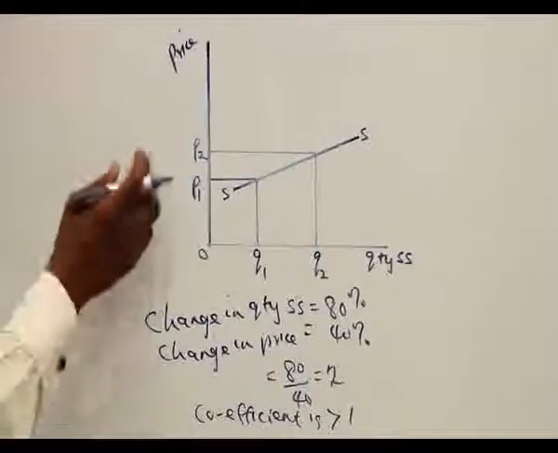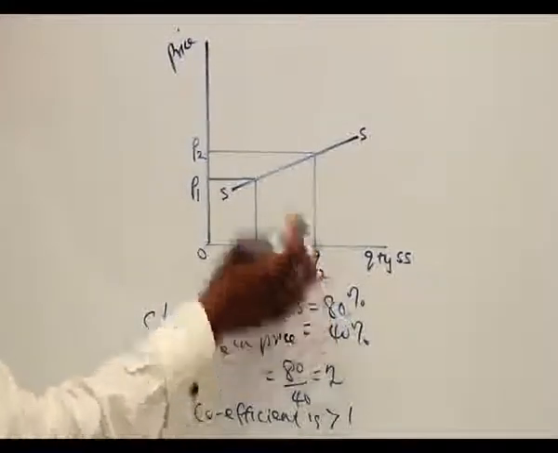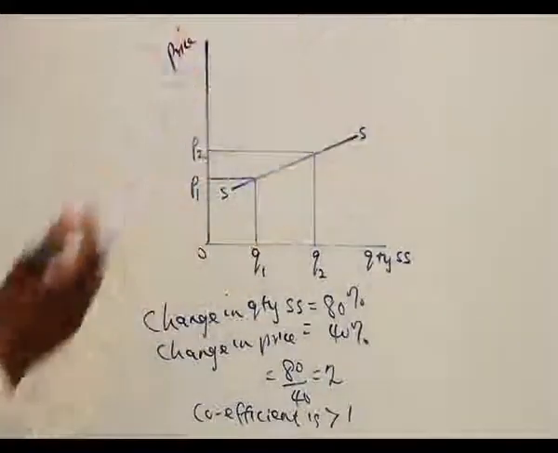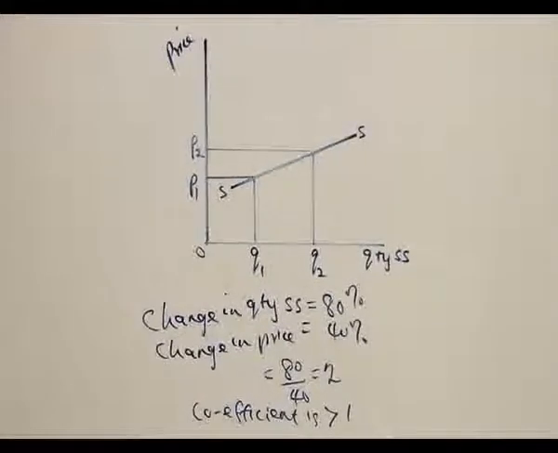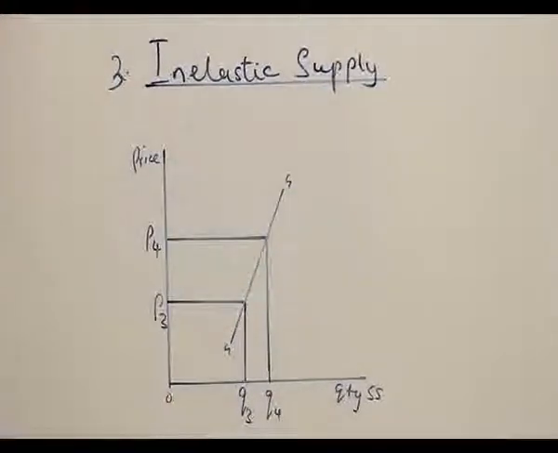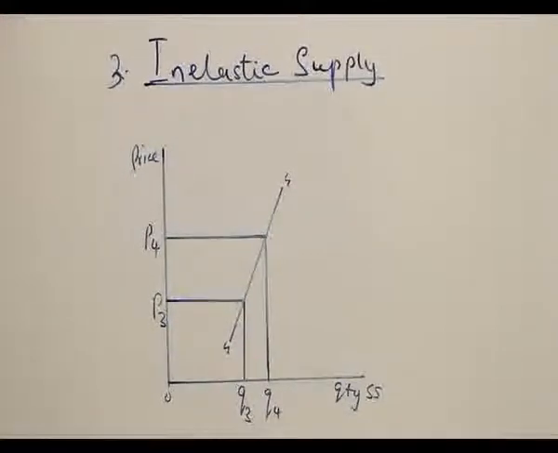The diagram also demonstrates that the change from Q1 to Q2 is greater than the change that we have in price from P1 to P2. The supply curve is upward sloping. Number 3, inelastic supply is another type. What we are trying to understand here is that the change in quantity supply of a commodity is less than the change in price of such commodity in question.